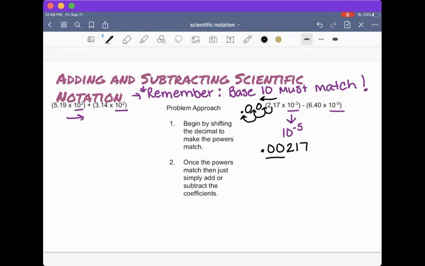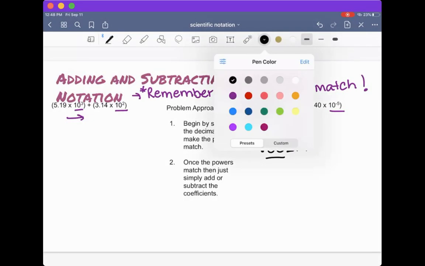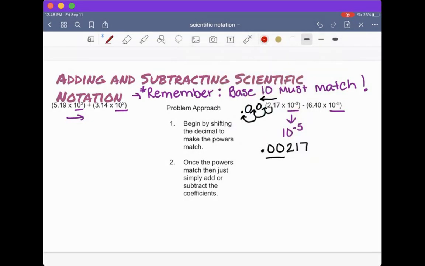Now that we have it in standard form, the next thing is we want to make the base have a minus 5. That means we're going to move the decimal 5 places. So we're going to move it back 5 places. 1, 2, 3, 4, 5. So there's where my new decimal is.